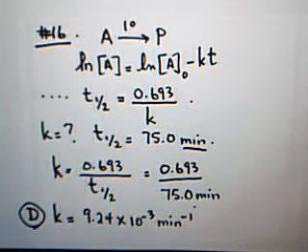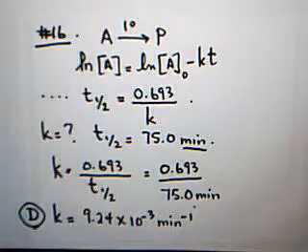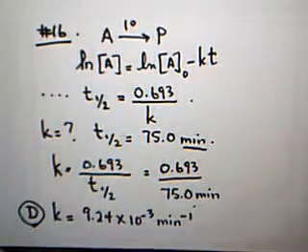Let's move on to number 17. And in 17, they're asking us which of the following statements is incorrect. Which of the following statements is incorrect? So notice it doesn't say which one of the following, it says which of the following. So there could be more than one.